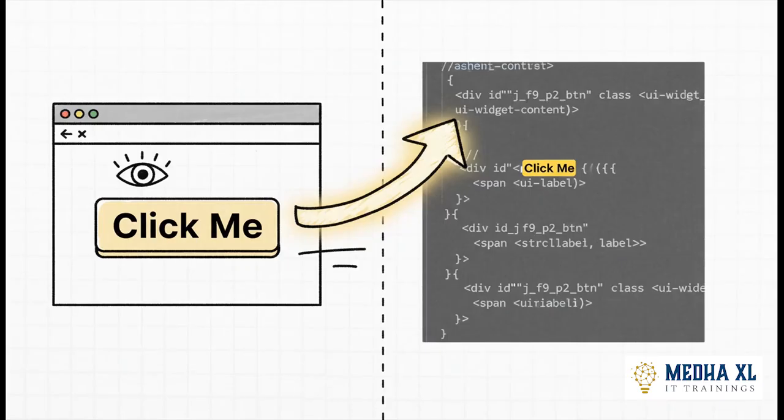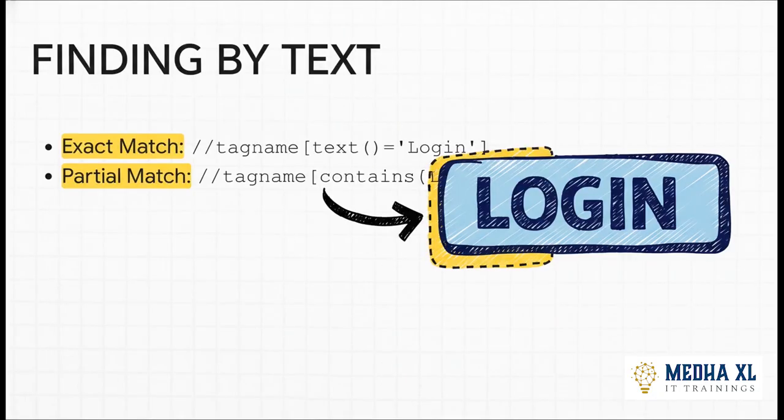And here is an absolute killer feature of XPath, something CSS just plain can't do. Sometimes, the most stable thing about an element isn't its ID or class. It's the actual text the user sees, like the word login on a button. CSS has no idea what that text says, but XPath does. And this is a huge deal for writing stable tests, because that user-facing text often changes a lot less than the code behind it. And this is how you do it.